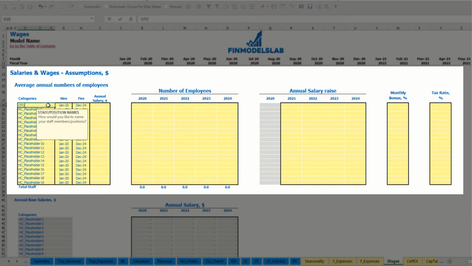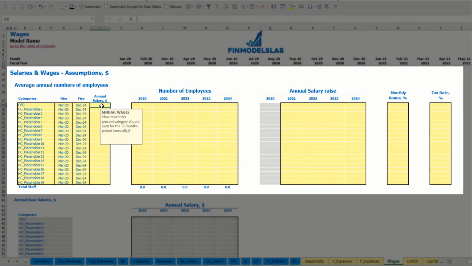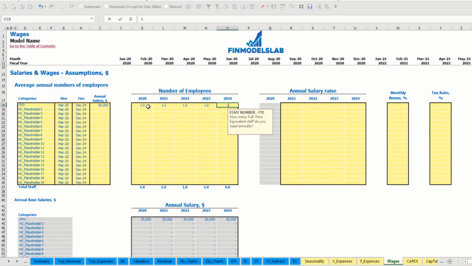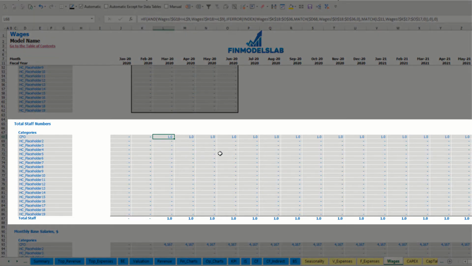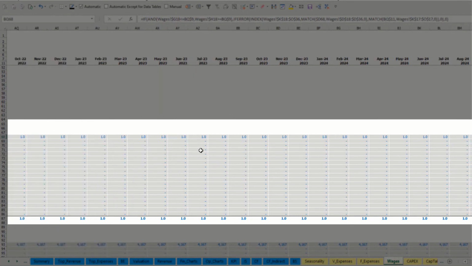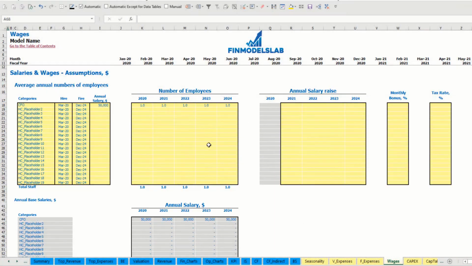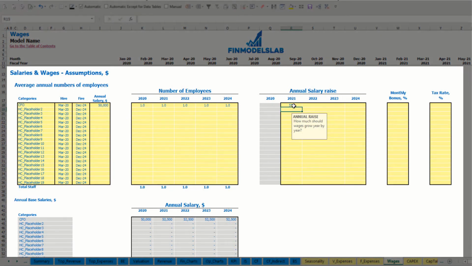Let it be a CFO, whom you are going to hire in March 20. You're not going to fire him, so the fire date will be December 24. The annual salary can be $50,000, and this will be one CFO over the time. So you may see one CFO, which is one headcount, starting from March till the end of the model, which is December 24. Also, you can input 5% of salary growth rate. You may see the amounts by years connected to this annual salary and impacted by the annual salary rise.